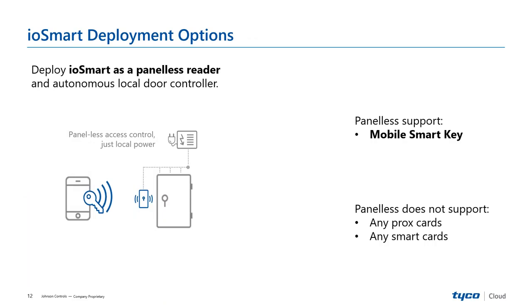So how to deploy ioSmart in a panel-less setup is very simple. You have your reader, you have your power, and that's pretty much it. The reader acts as a beacon. Now, don't forget, the reader doesn't have to be at the front door. It could be anywhere in the door setup you want. It could be in the ceiling. We don't have to put the reader by the door if we ever wanted to. And the phone acts as a key. That's what George was alluding to before.